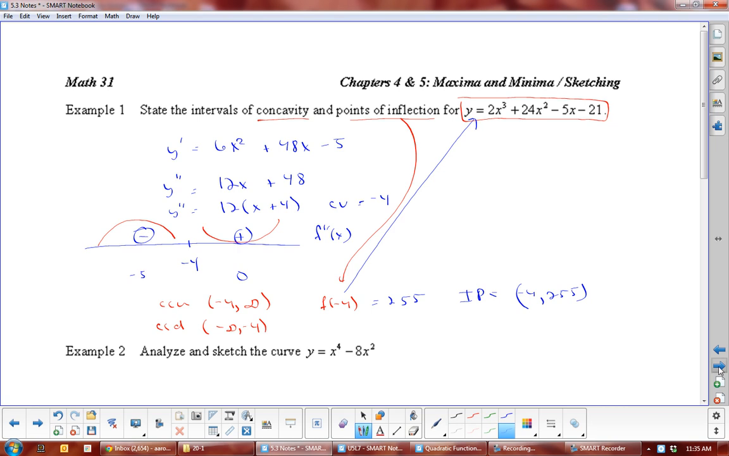Okay, now it didn't ask us, but if we were going to do a rough graph, first of all, this is a cubic, right? So how does a cubic go? And it's a positive cubic, so it's going to do something like this. Right? We do have an inflection point at -4, and say 255 is there. Okay, so I have an inflection point here.